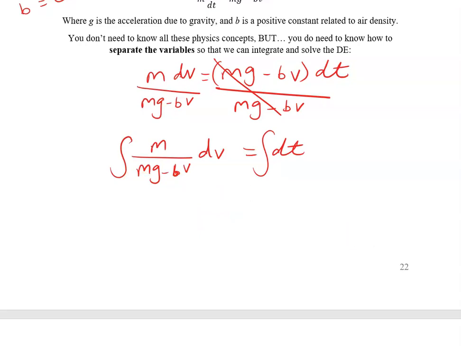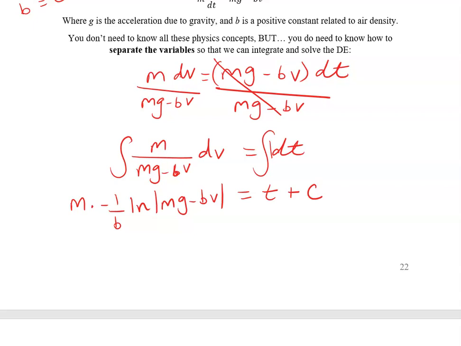But the integral of this left side, like I said, you can just take my word for it, is going to be m times negative 1 over b times the natural log of mg minus bv, and I'm putting that in absolute value because of the natural log, equals, now the other side, remember, if this is a 1, the antiderivative for that would be t, and then we need a c in there somewhere. Because c is just a generic constant, when you're using the separation of variables technique, I always just put the plus c on the side with the independent variable, whatever that is.